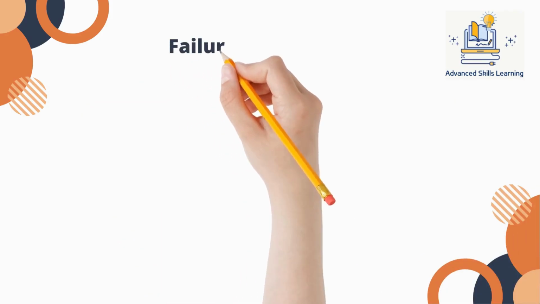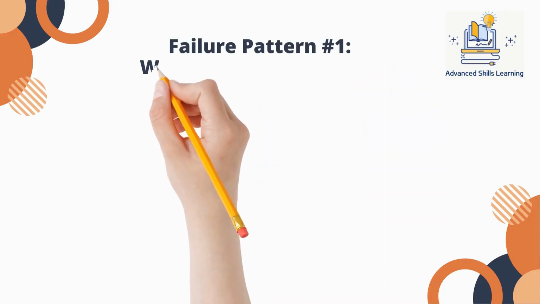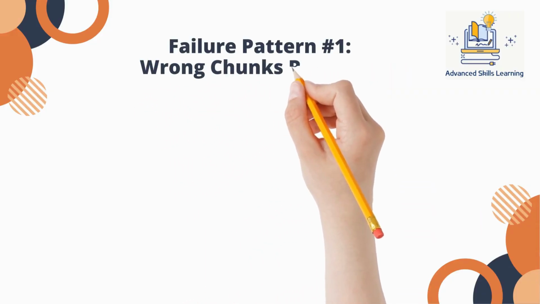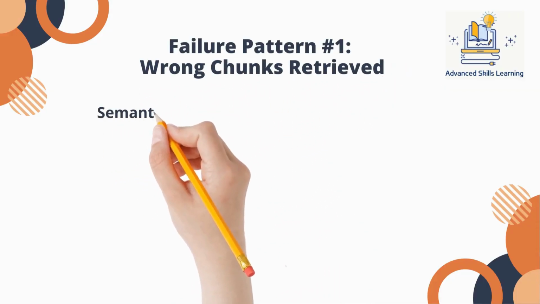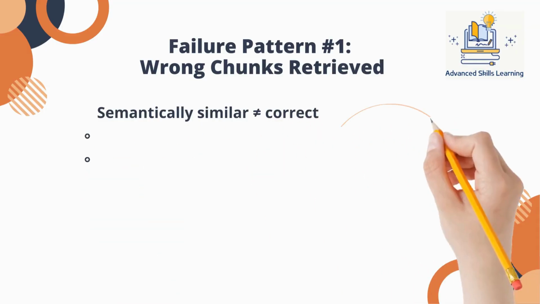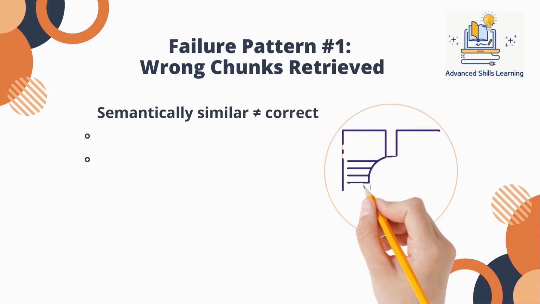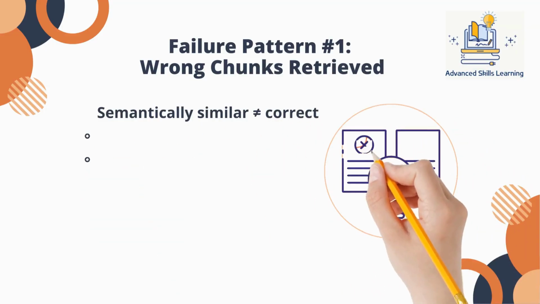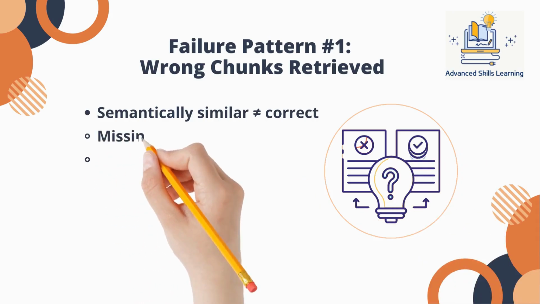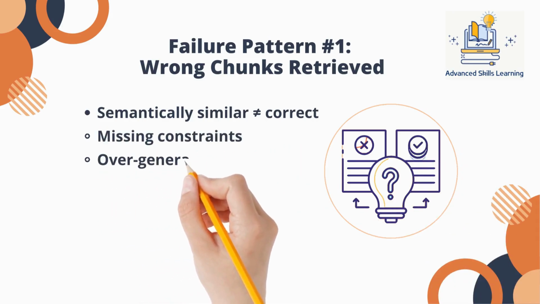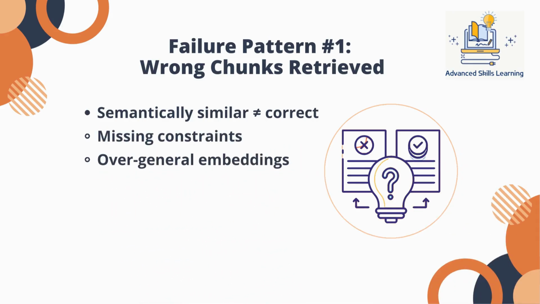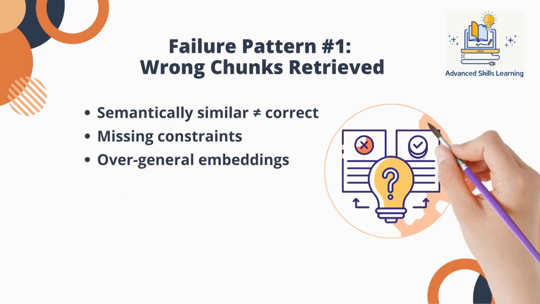The first common failure pattern is retrieving the wrong chunks. Vector search is optimized for semantic similarity, not correctness. That means the retriever often returns chunks that sound right, look related, and feel relevant, but are actually wrong for the specific question being asked. Without constraints like metadata filtering or domain awareness, the system confidently feeds incorrect context to the model.